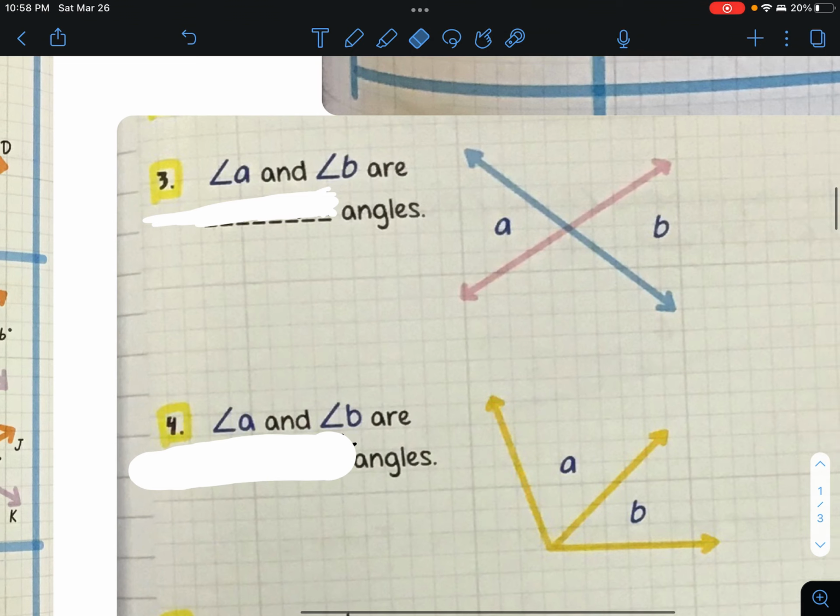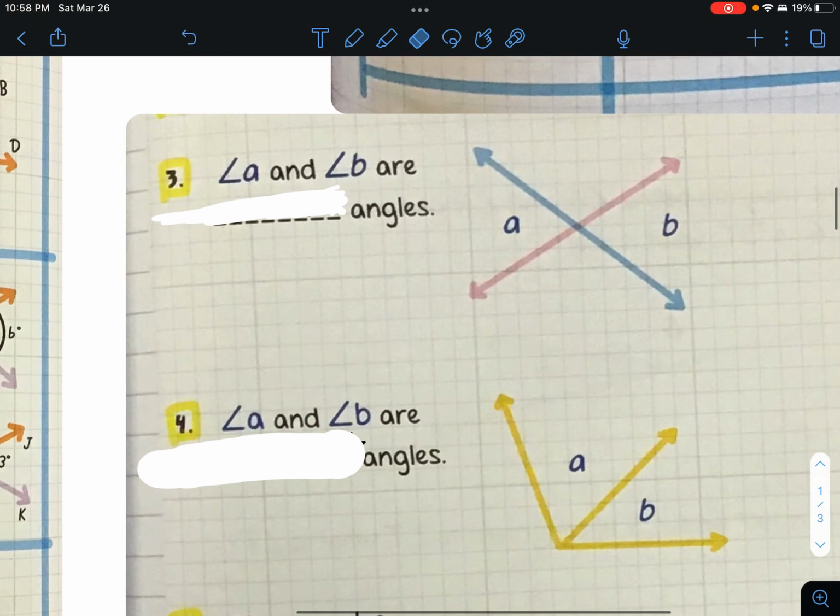Okay, go ahead and take some time to answer these three questions: 3, 4, and 5. Angle A and angle B are blank angles. They are formed by two intersecting lines and they are opposite each other, so their values should be the same. So they are vertical angles.